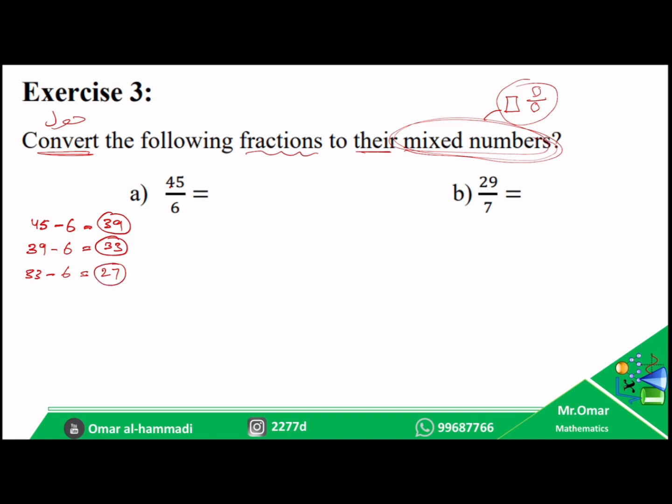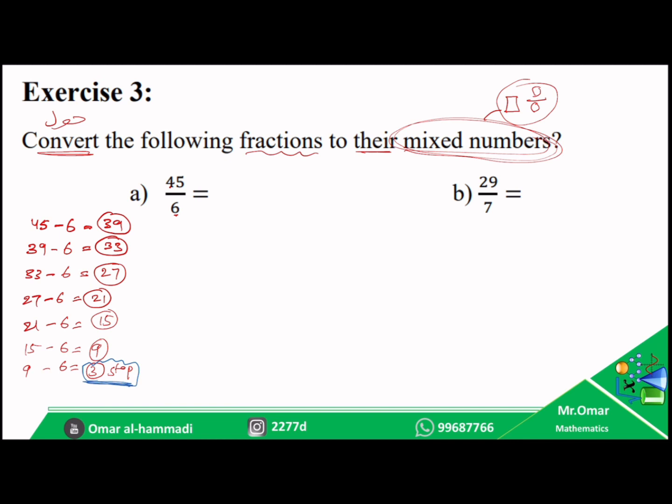And again, 27 minus 6 gives 21. And again, 21 minus 6 gives 15. Again, 15 minus 6 gives 9. Again, 9 minus 6 gives 3. And we will stop here. Why? Because 3 is less than 6. So we have to stop when we have 3.